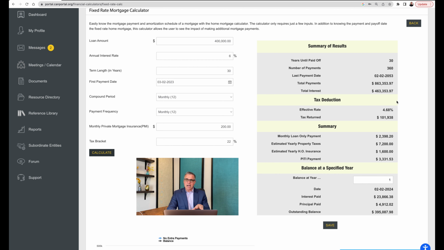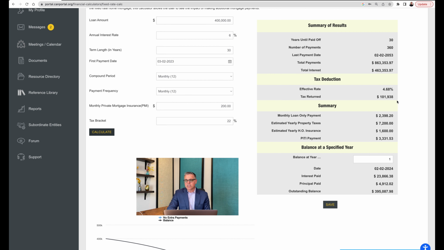Right below that, they have a tax deduction box, and not everybody will benefit from this. Just quickly, I'll share with you that in the event that you itemize your taxes and mortgage interest is deductible, in this case, if this person can itemize, the effective interest rate would actually be 4.68%, because he'd be getting some of that money back from Uncle Sam at the end of the year from a tax break.